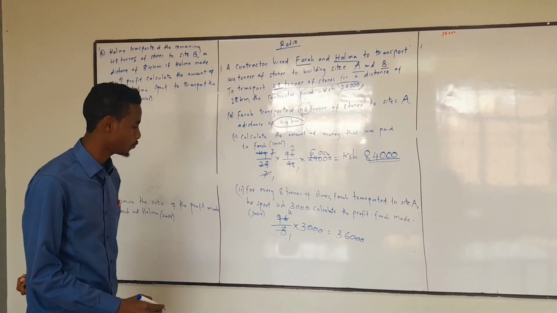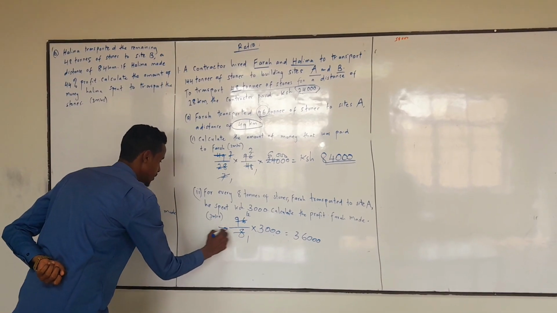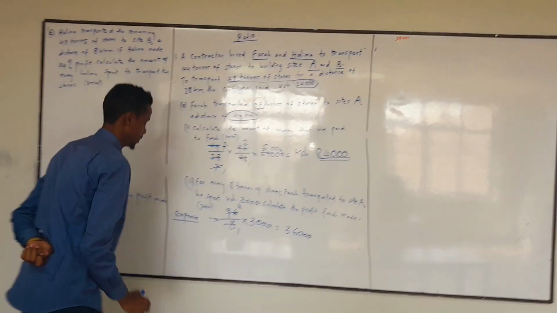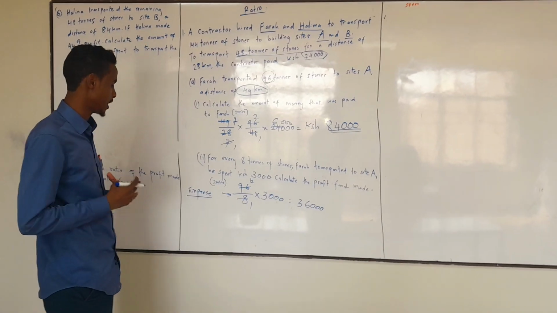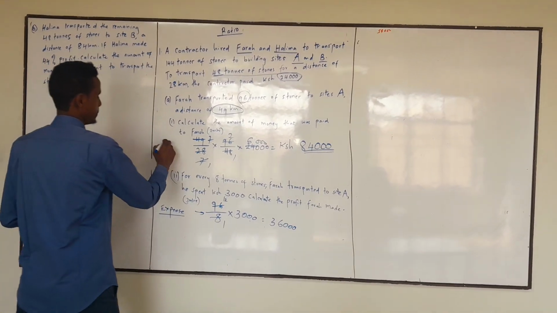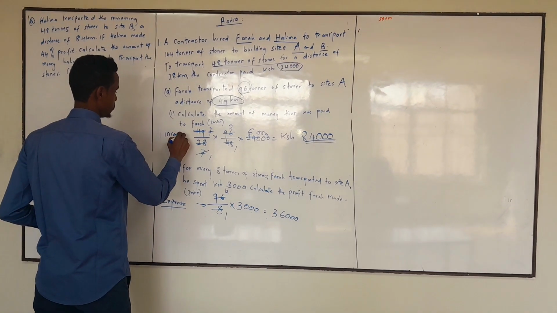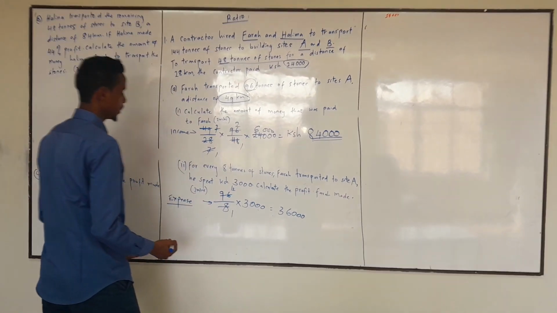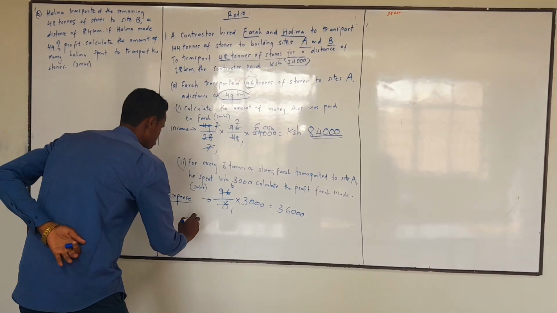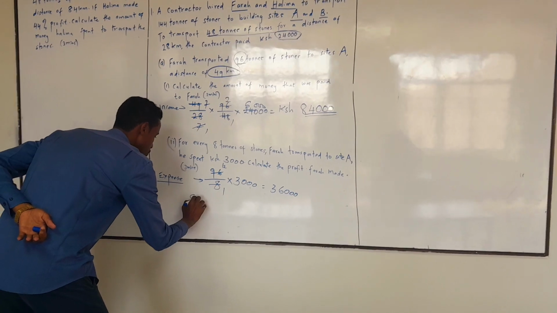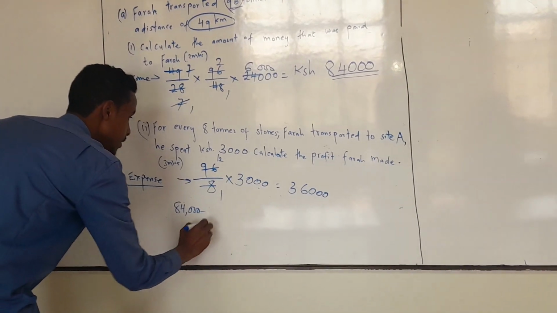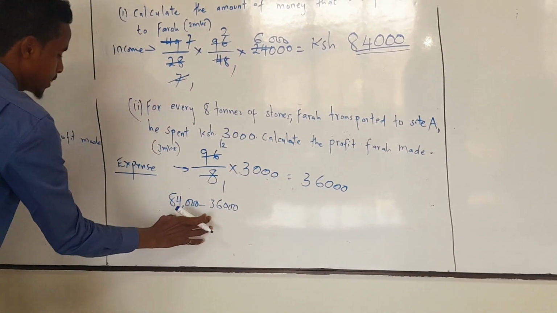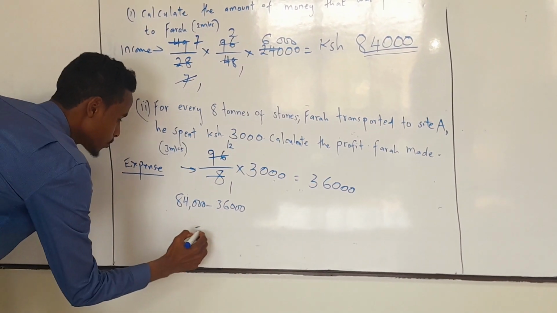Now, how do you get the profit? This is the expense, called the expense because this is what he used as himself. Now, what was his income? This was his income. Out of the 84,000, Farah used 36,000. Very good, very simple. You see, 84,000 minus 36,000. If you subtract these two, what are you getting?